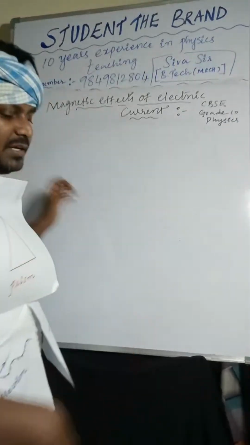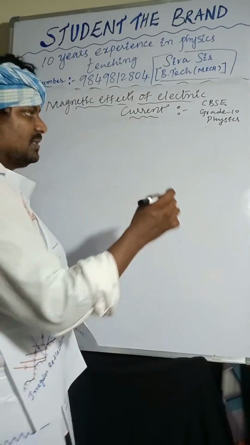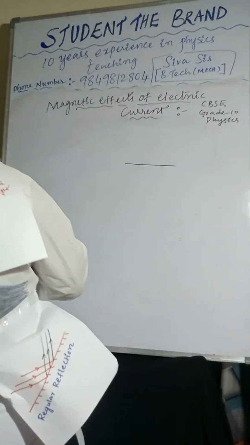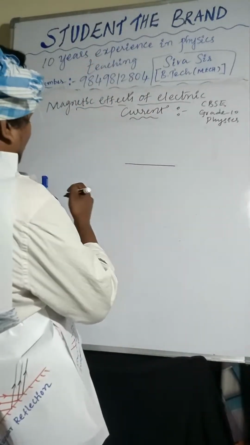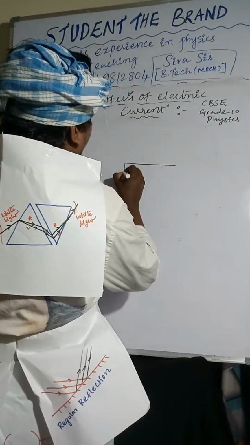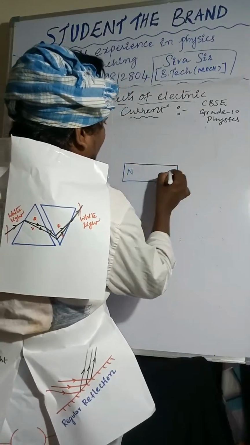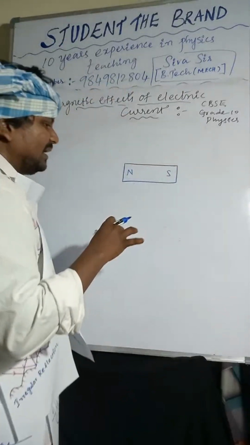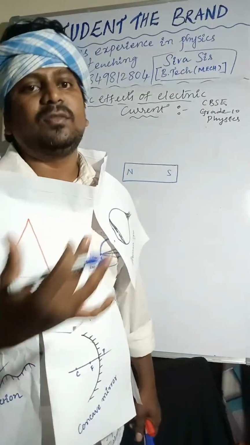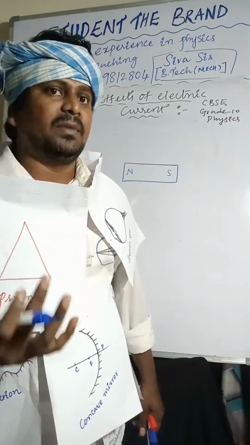Okay, next, coming to the bar magnet, we will discuss the magnetic field. I am taking a bar magnet like this. This is north and this one is south. As I said, magnetic poles have equal strength, so both poles equally attract the magnetic materials.